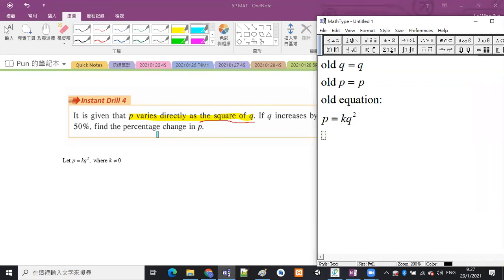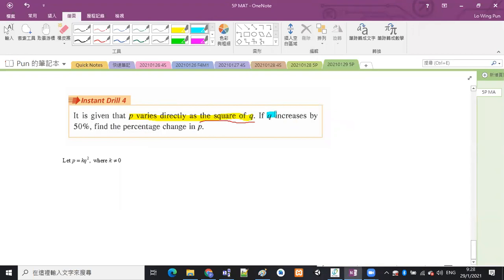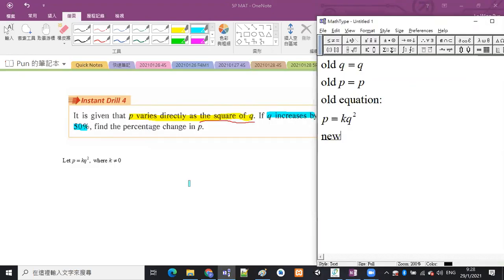Okay, and now we have the new thing. Which one changed first? It's the Q. Q increases by 50%. So this one, the Q starts the change, and then P follows the change, right? So new Q first. New Q is equal to the old Q times the percentage change. It increases, so it must be 1 plus. Increases by 50% should be 1 plus 50%. Okay, but 1 plus 50% is equal to 1.5. So it is 1.5 Q.